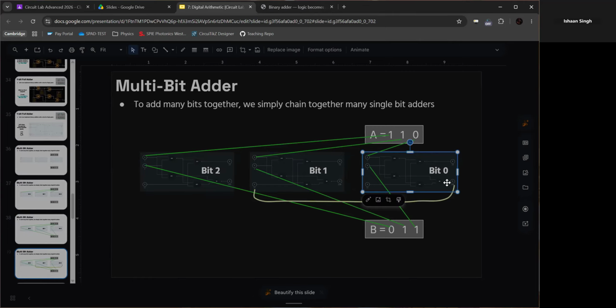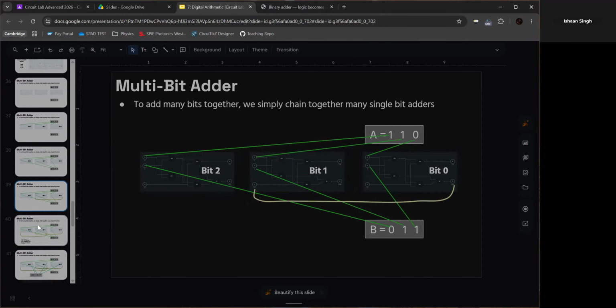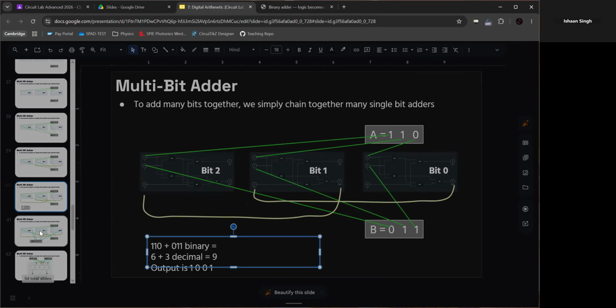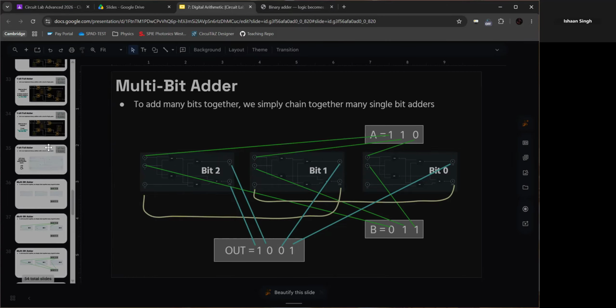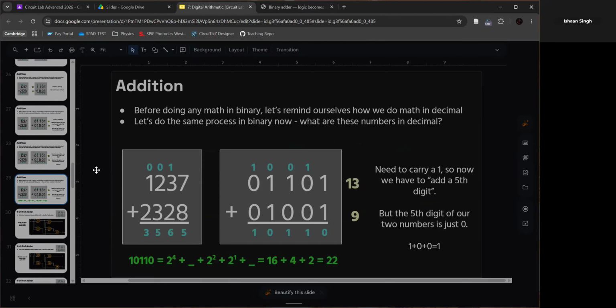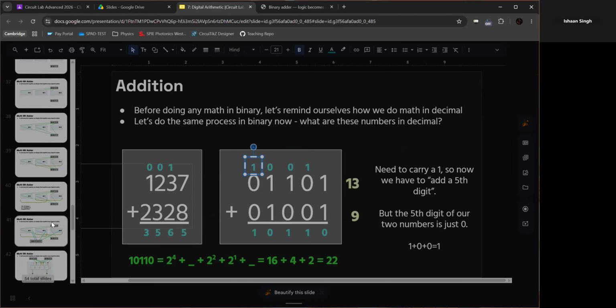So the carry out from bit 0 needs to connect to the carry in of bit 1. And the carry in of bit 1 needs to connect to the carry out of bit 2. Okay? So that's the wiring here. And that's why these circuits can get kind of messy to build on a breadboard. But ultimately, your output becomes the sum for 0, sum for 1, sum for 2, and then a carry on the third bit. Because if you recall in our example that we did up here, we ended up getting a carry beyond the number of bits that were in our original numbers. So that's why we have that extra carry bit.